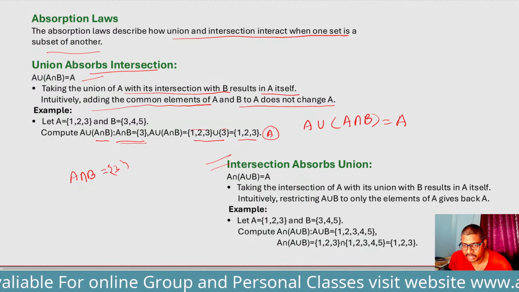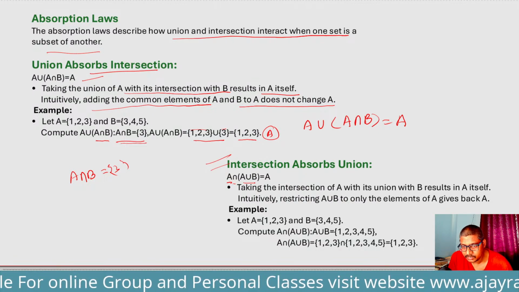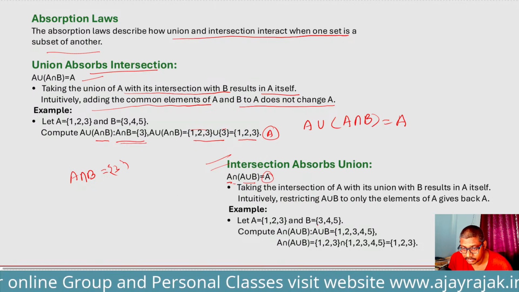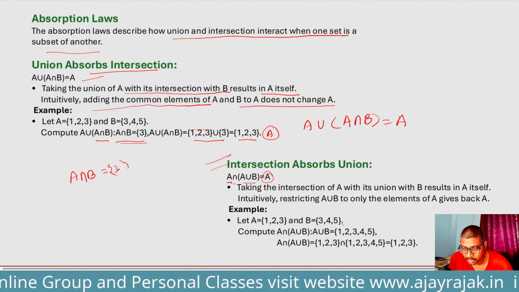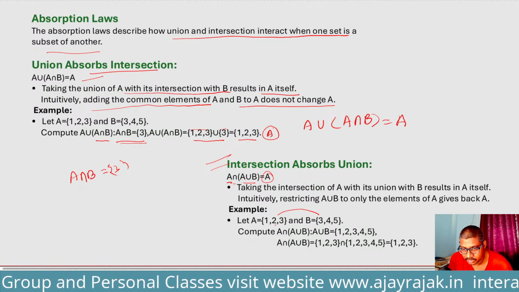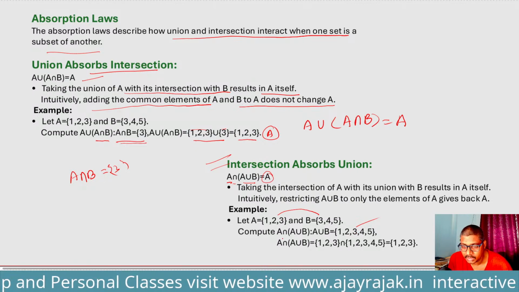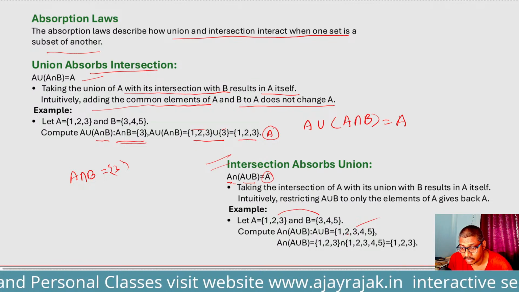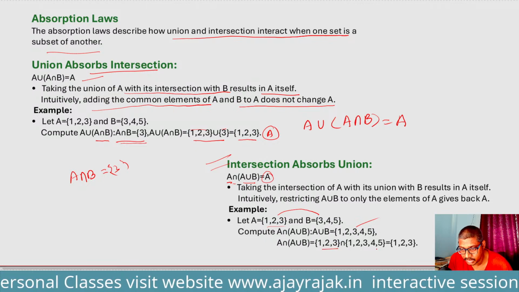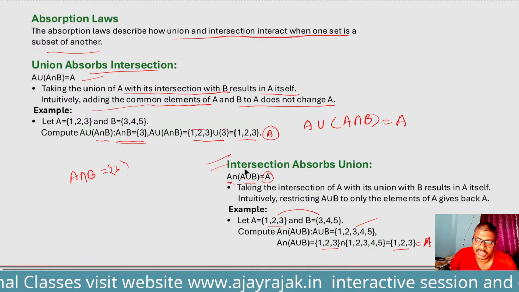In the same way for intersection and union: if A intersection with (A union B), we will get A again. So check it here. We have A as 1 2 3 and B as 3 4 5. First of all, we do A union B. Union means all the elements, so 1 2 3 4 5. All the elements, repetition not allowed. Now A intersection with which one? A, 1 2 3. How many things are common? 1 2 3. So again we get set A. So this is the intersection absorption law.